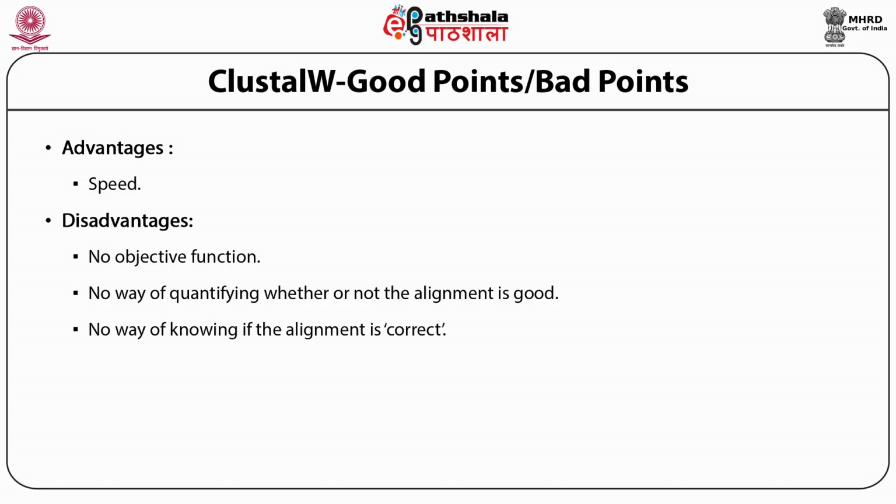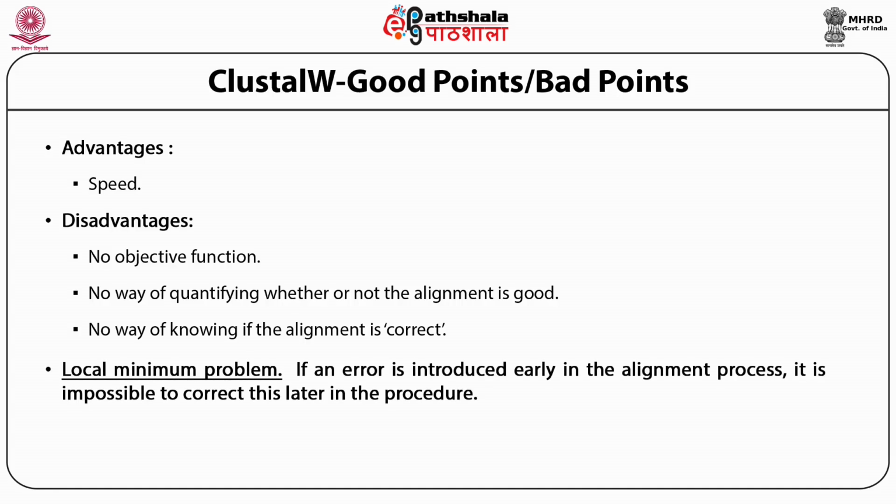Now, what do I mean by correct? It's not very clear whether the alignment is biologically correct or not. That is difficult to say. And of course, there is the so-called local minimum problem: while doing progressive alignment, if an error happens early in the alignment process, then that becomes fixed and it cannot be corrected, so everything goes wrong. So those are the minor disadvantages. Nevertheless, ClustalW remains perhaps the major program for doing multiple alignments at the present time.